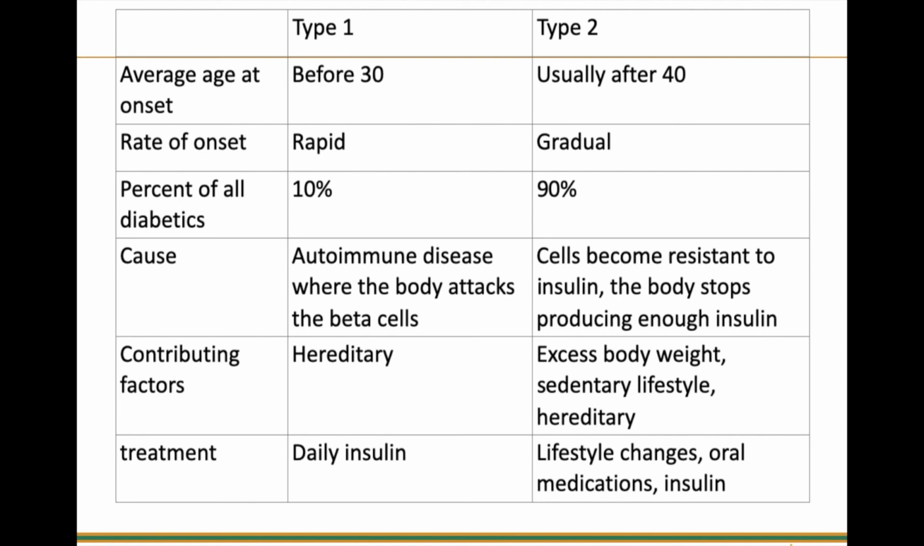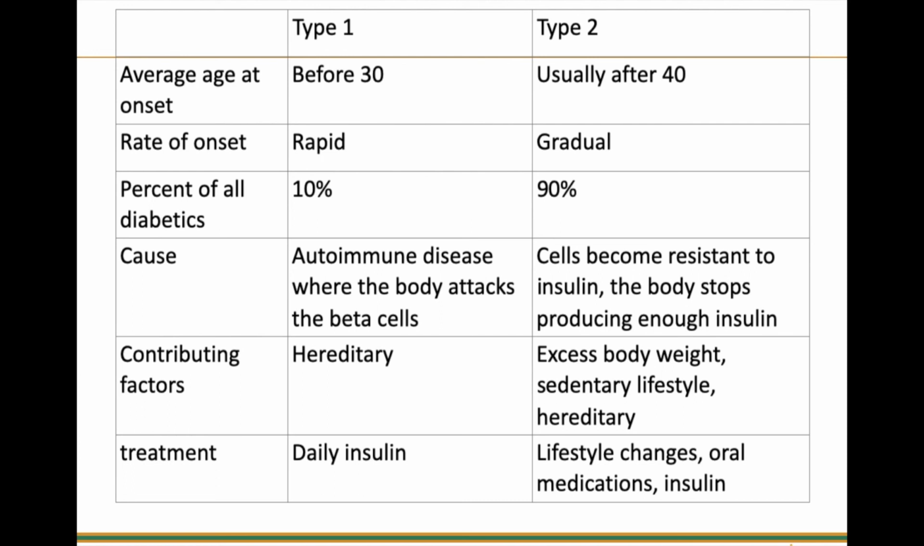Type 1 is an autoimmune disease where the body attacks the beta cells and then you can't release insulin. In type 2, your cells can become resistant to insulin, or the body stops producing enough insulin. One theory is that if you overeat or eat too much sugar, your beta cells have to keep producing insulin and they just get exhausted and can't produce enough insulin anymore. For contributing factors, for type 1 it's hereditary. For type 2, excess body weight and a sedentary lifestyle are main factors. It also seems to be hereditary.